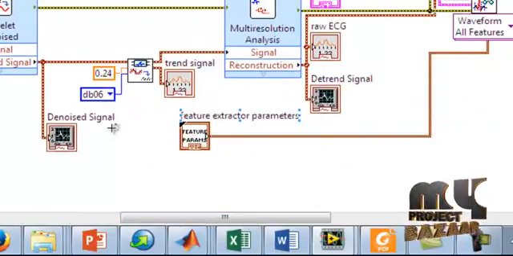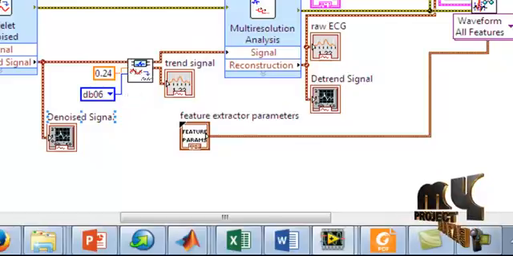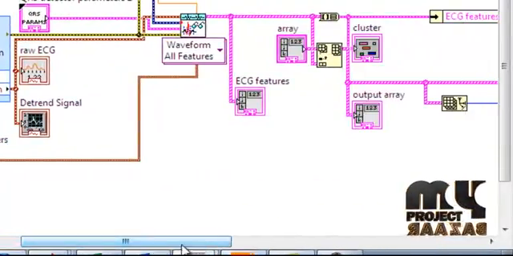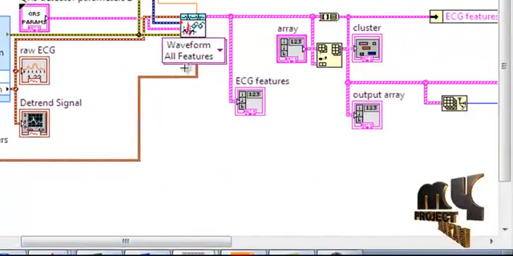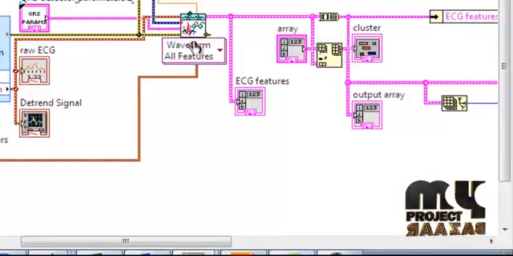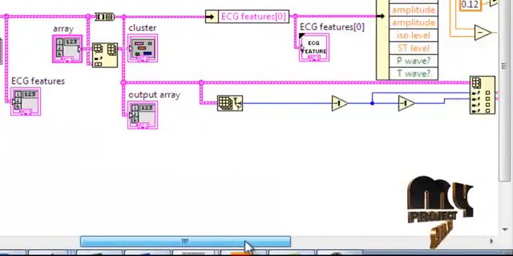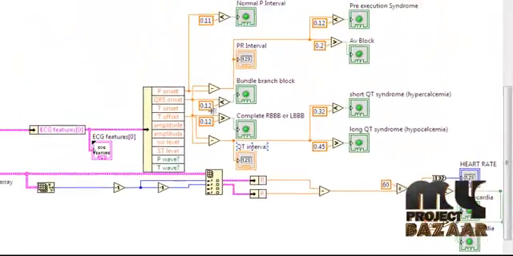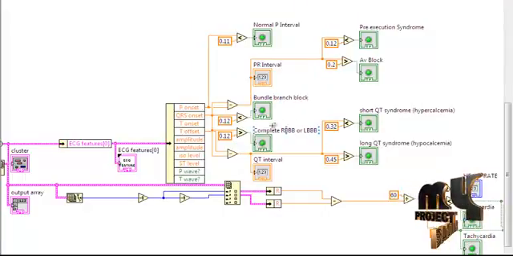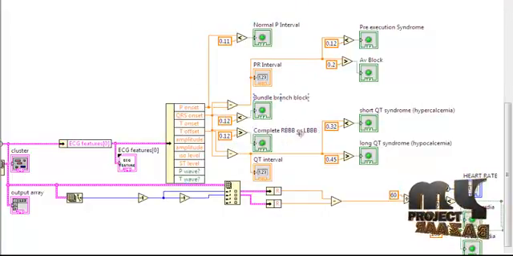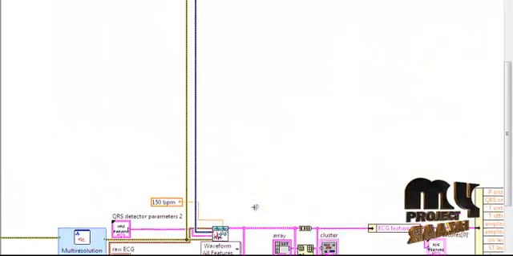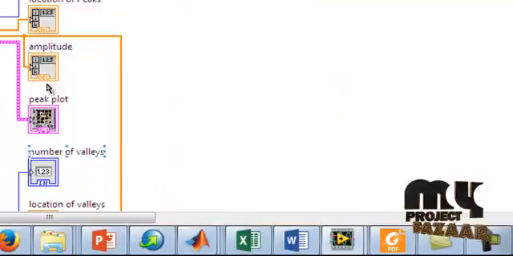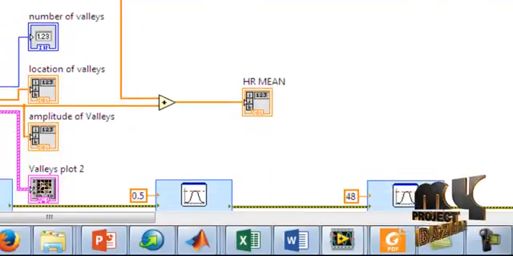This is the input. This is how we are pre-processing the ECG signals, and then we get the waveform features, the ECG features. We are getting the calculation parts for the ECG features. We get the PQRS values, P onset, QRS onset, T onset. Then we get normal or abnormal using the mean values. So HR mean values. This is the HR mean values.